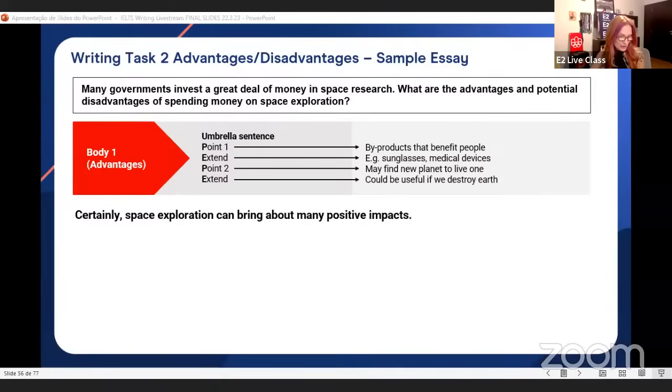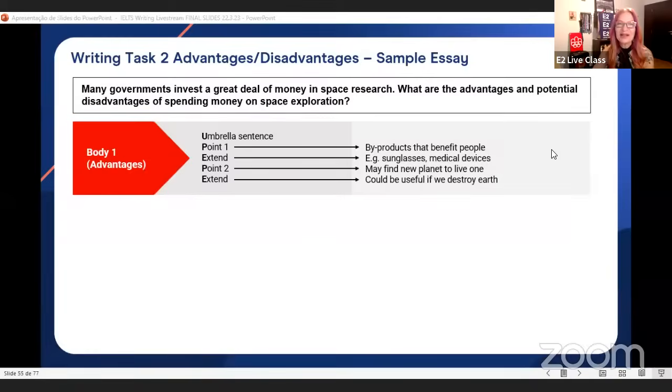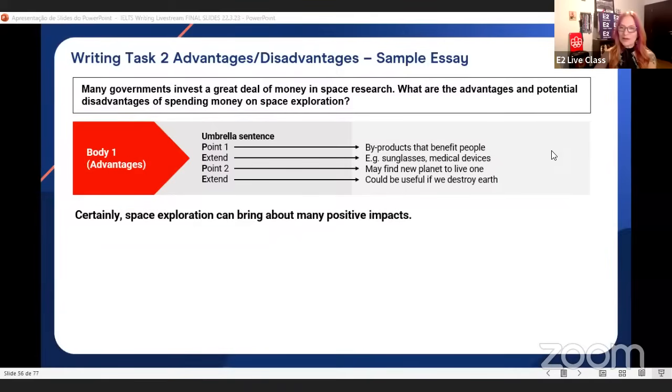Let me just check how the questions are. Okay, so there are some questions here. The last sentence, which is the thesis statement in the introduction, definitely should include a position or opinion. In this case, it's a position. Body one, umbrella sentence, here we go. Can we use indeed in place of certainly? You can, it's fine.